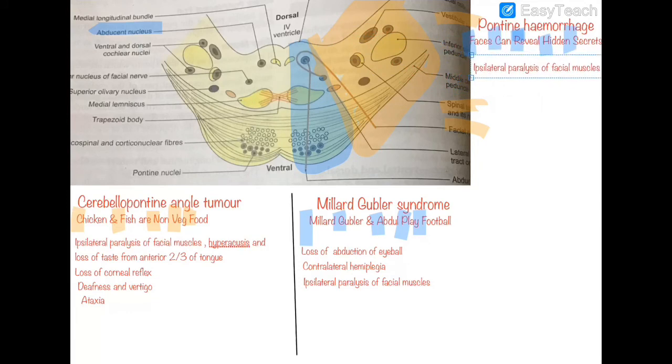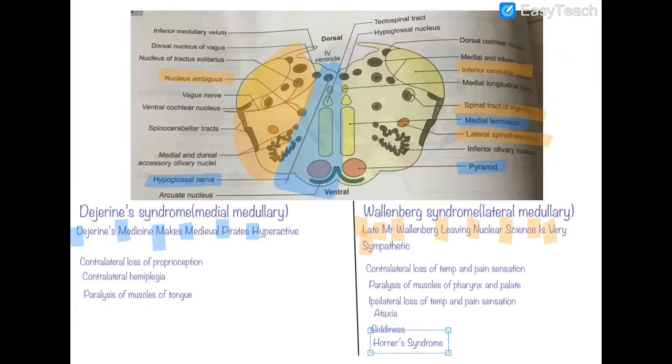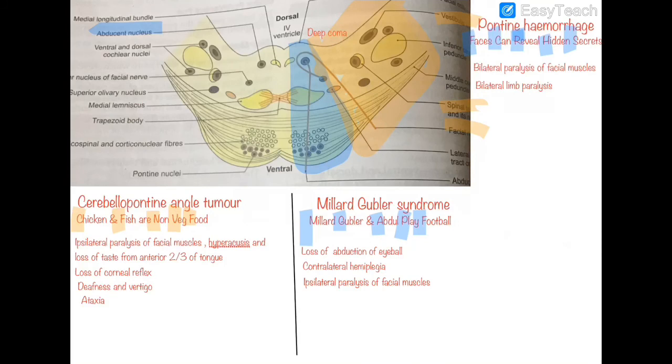If the corticospinal tracts are affected, it will not be ipsilateral, it will be bilateral because the pons as a whole is affected. If the corticospinals are affected, there will be bilateral limb paralysis. If the reticular formation is affected, there will be deep coma as the consciousness will be lost.